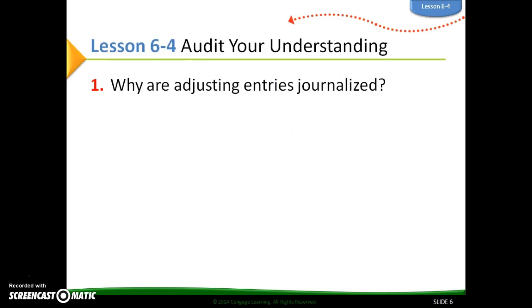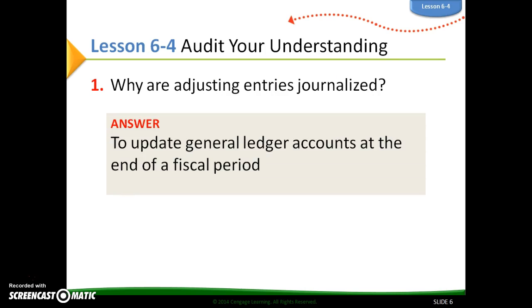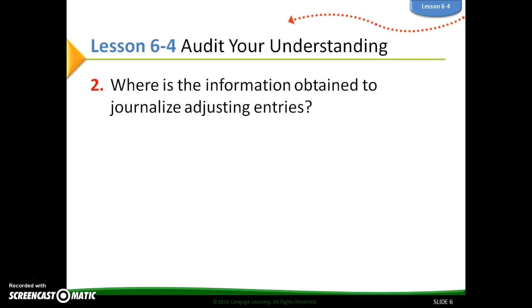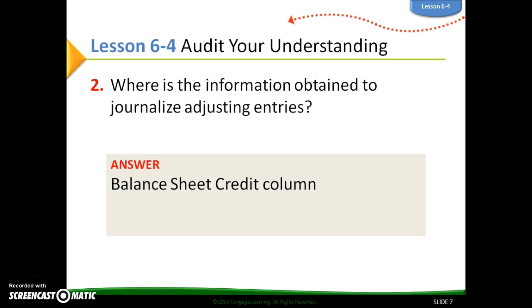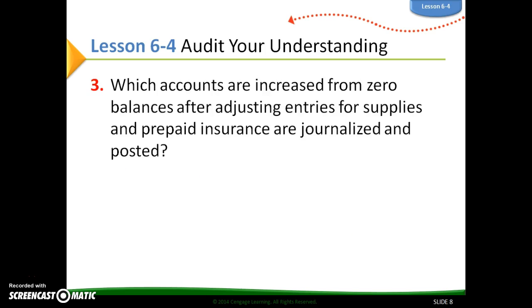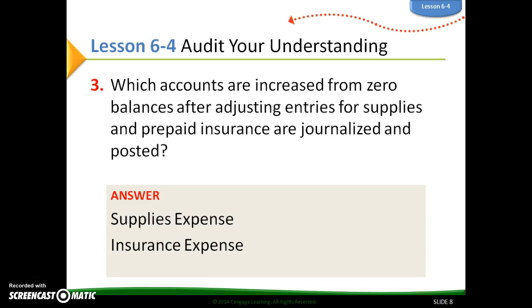All right, so why are adjusting entries journalized? It's to make sure that we update those general ledger accounts at the end of a fiscal period. Where do we get the information that we're going to use to journalize these adjusting entries? We're going to look at that balance sheet credit column to get that information. Which accounts are increased from zero balances after the adjusting entries for supplies and prepaid insurance are journalized and posted? We just want to remember it's the expense account for each one of those accounts. So insurance expense and supplies expense.